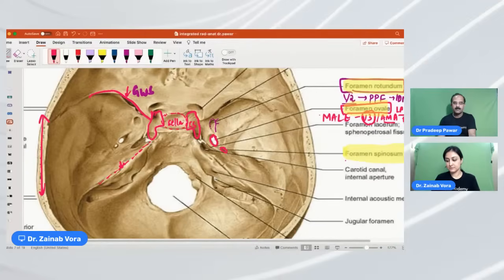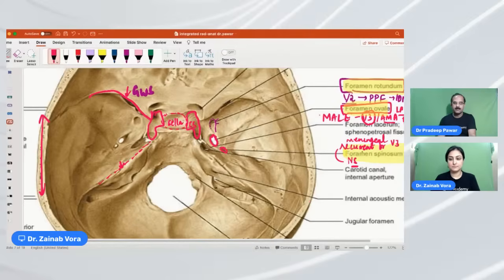And when it gets out of the skull through the foramen ovale, right in the infratemporal fossa, it suddenly realizes that it had to supply the meninges, sends a branch, and this branch enters the skull through the foramen spinosum. It goes in the reverse direction. It is known as the recurrent branch of the mandibular nerve, as it goes to supply the meninges. Therefore, it is also known as the meningeal branch of the mandibular nerve, and since it passes through the foramen spinosum, it is known as nervus spinosus. So three names for the same nerve: nervus spinosus, the recurrent branch, or the meningeal branch of the mandibular nerve.